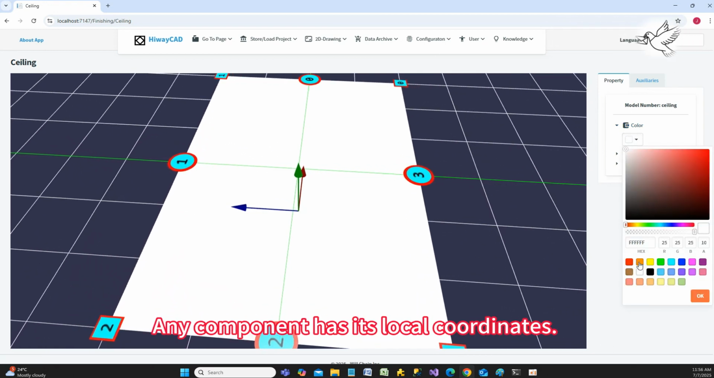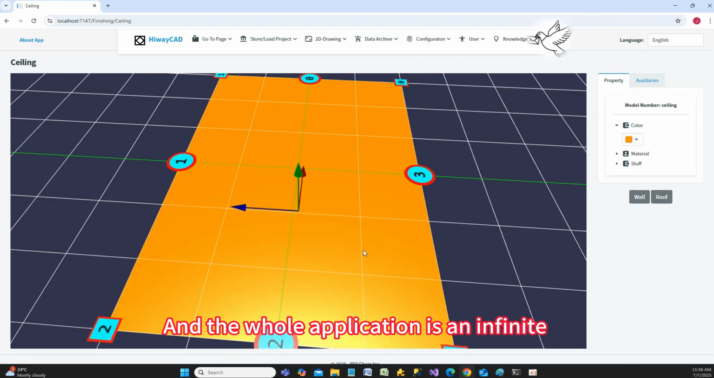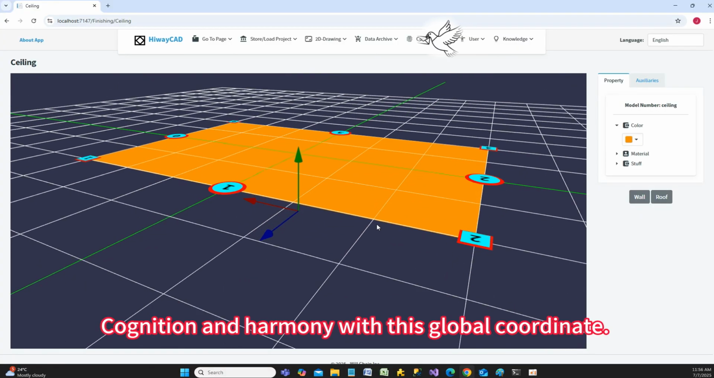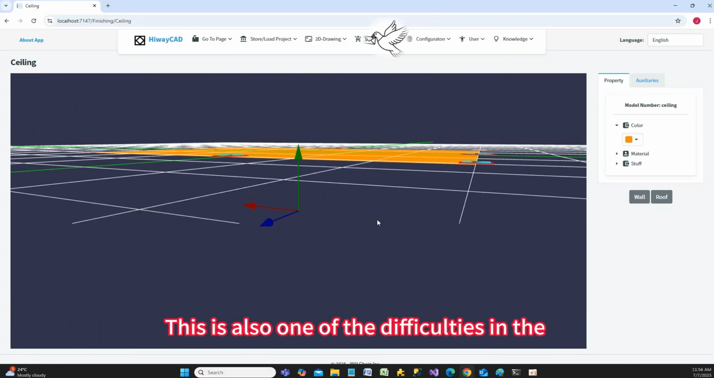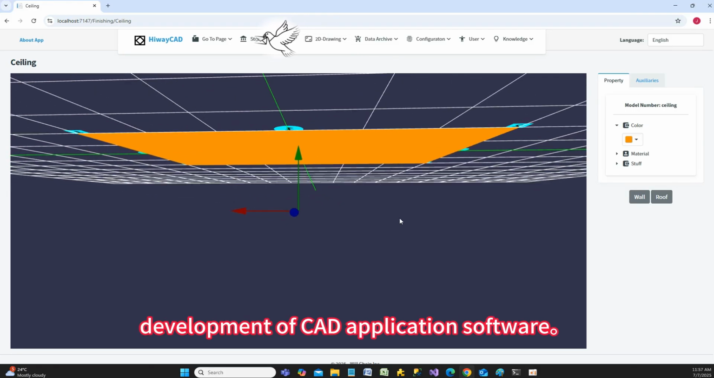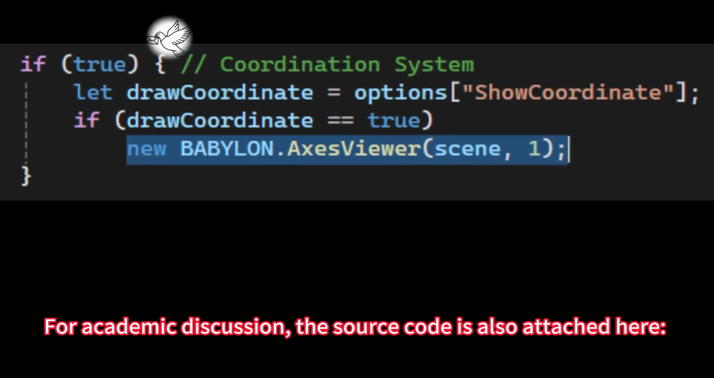Any component has its local coordinates, and the whole application is an infinite number of various local coordinates. Cognition and harmony with this global coordinate is also one of the difficulties in the development of CAD application software. For academic discussion, the source code is also attached here.